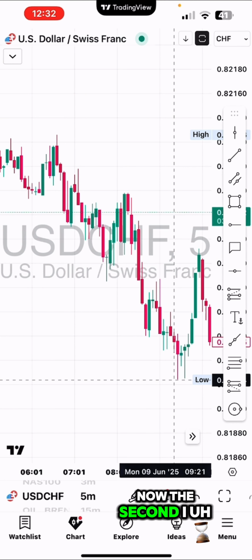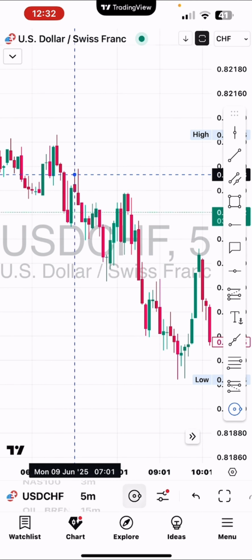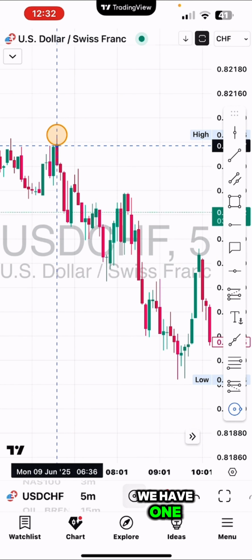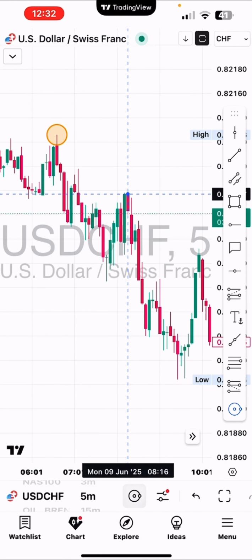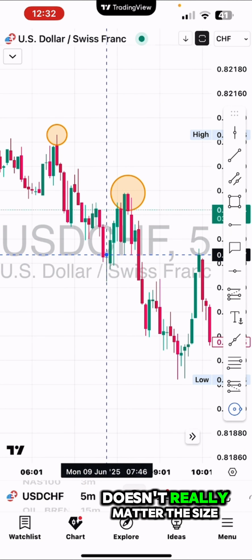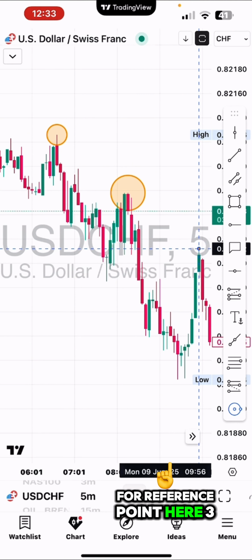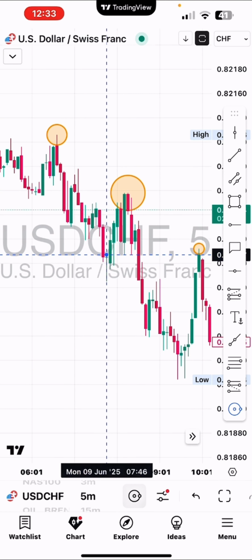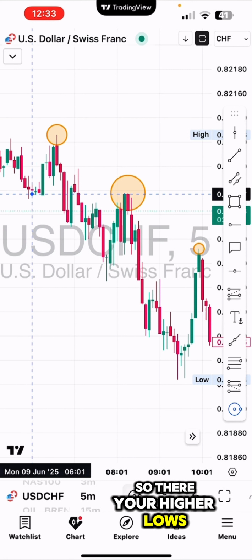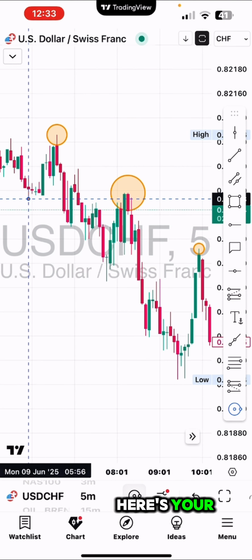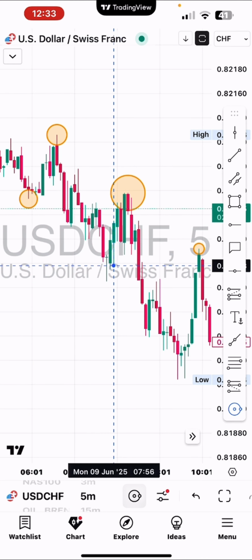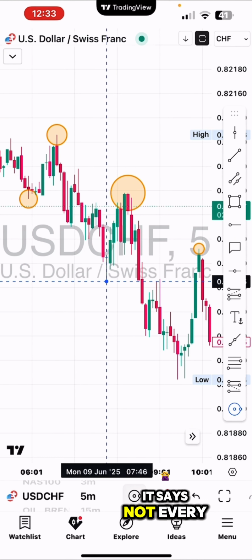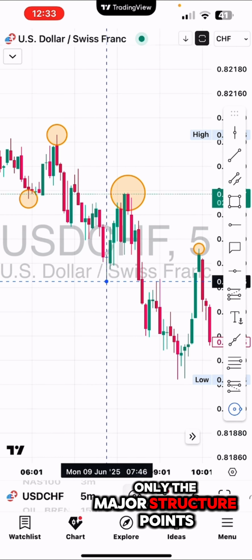Now, the second rule of this setup is marking the key highs and lows. So here we have 1, 2, doesn't really matter the size, I'm just doing it for reference point here, 3. So they're your higher lows. Here's your lower lows. Now remember, it says not every swing matters, only the major structure points.